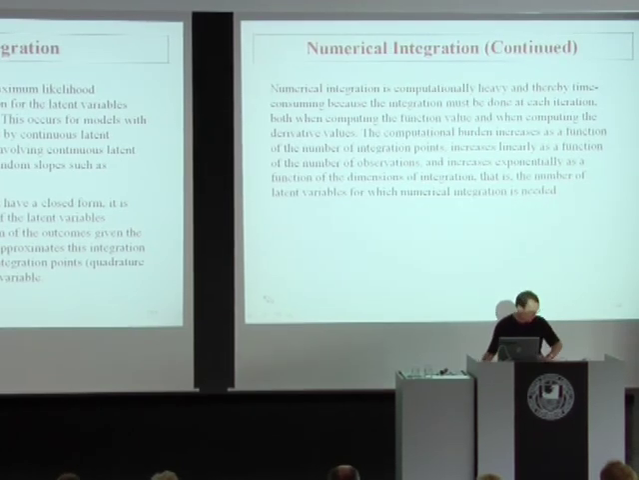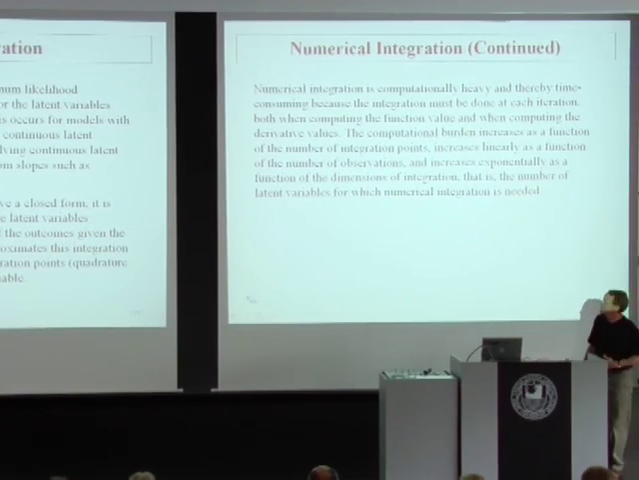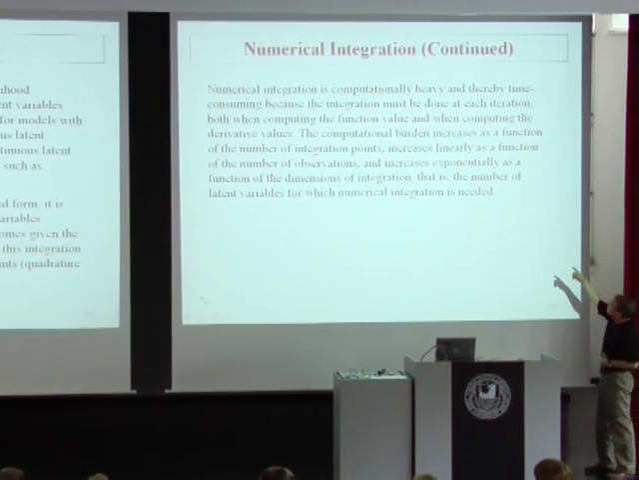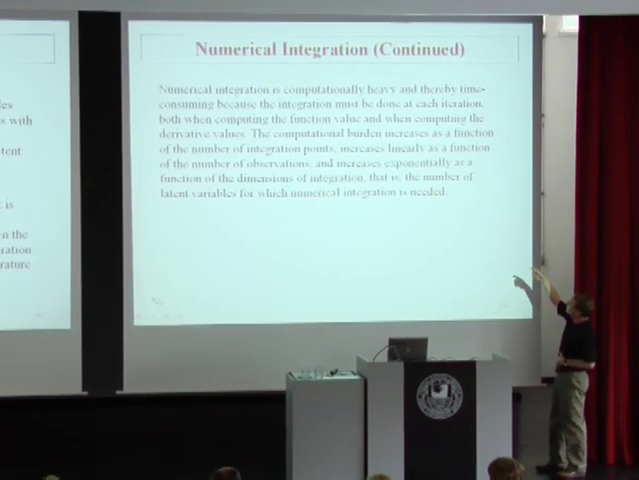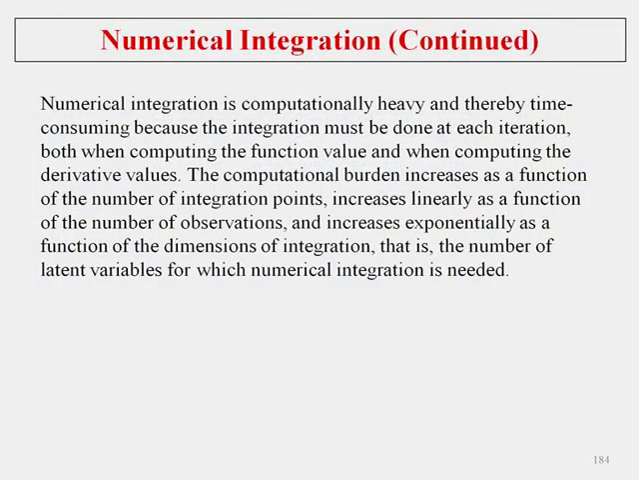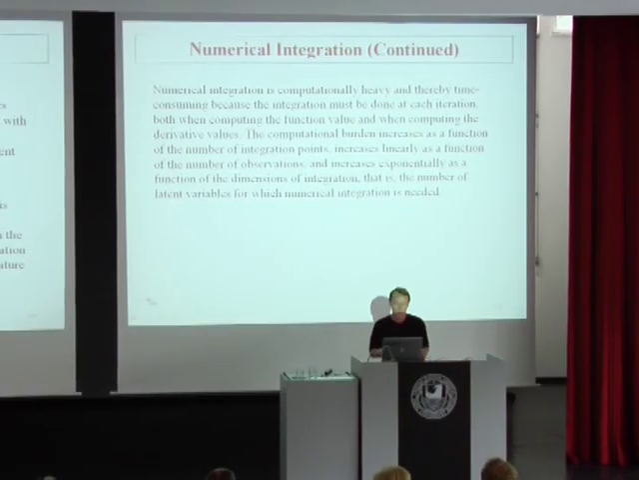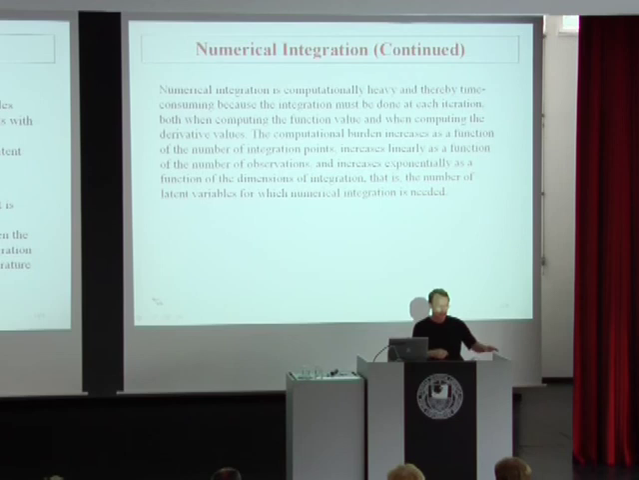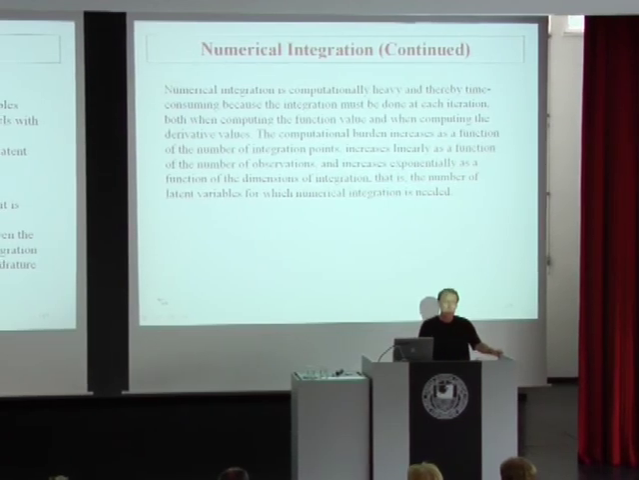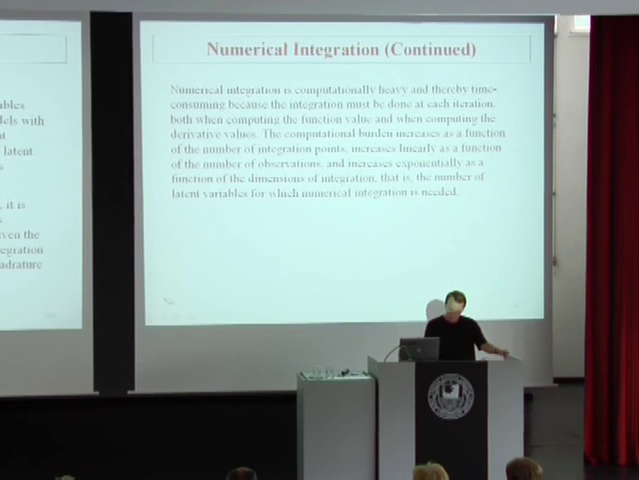And on slide 184, it says that numerical integration is computationally heavy and time-consuming because the integration must be done at each iteration. Computational burden increases as a function of the number of integration points, the number of observations, and the number of dimensions. That is the number of latent variables for which numerical integration is needed. So the worst case is if you have a lot of factors and a large sample, then it is quite slow.